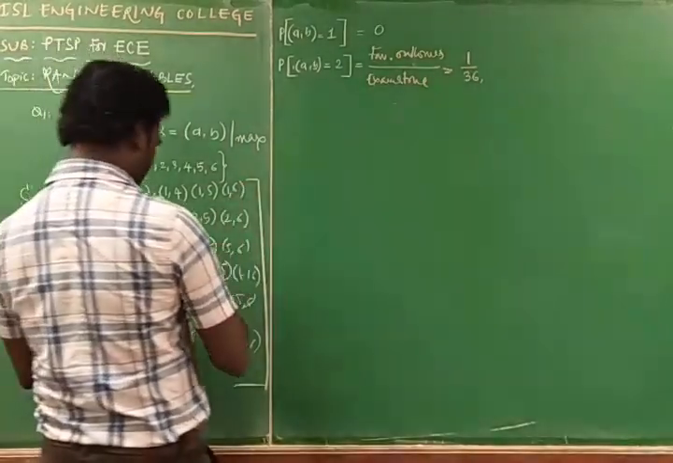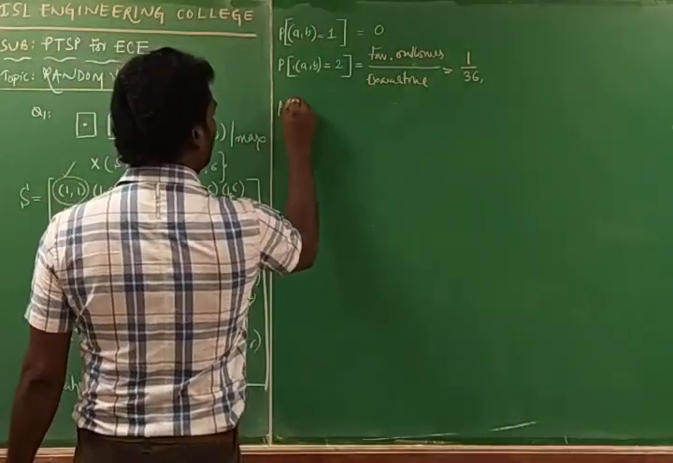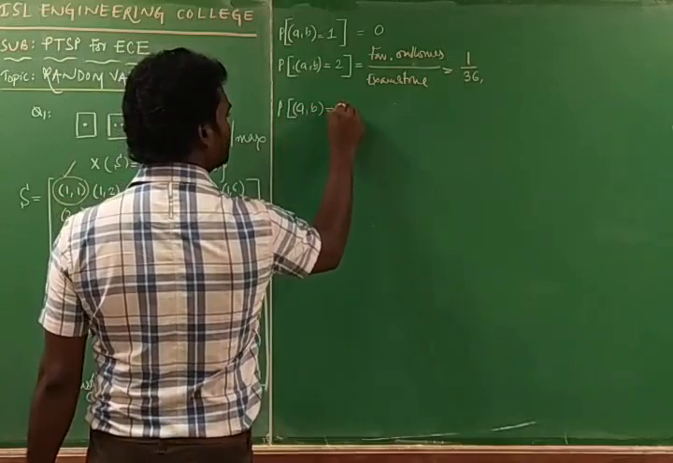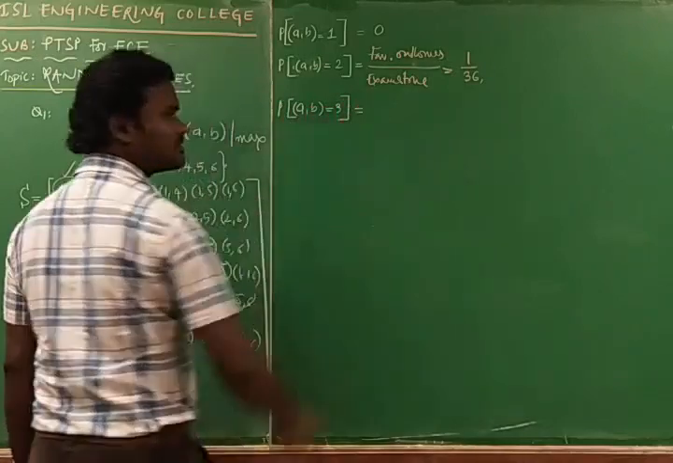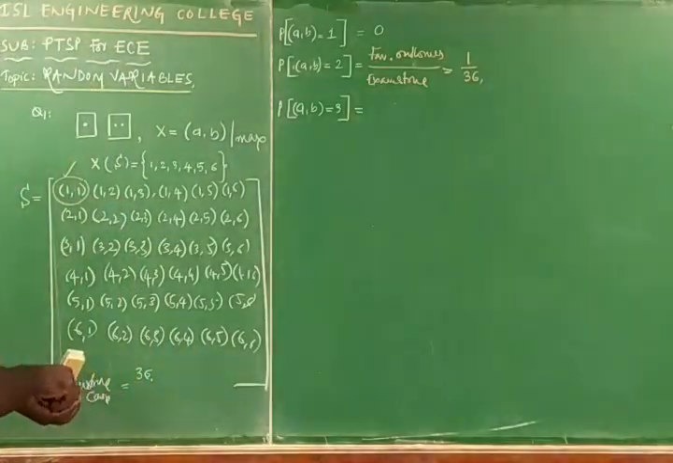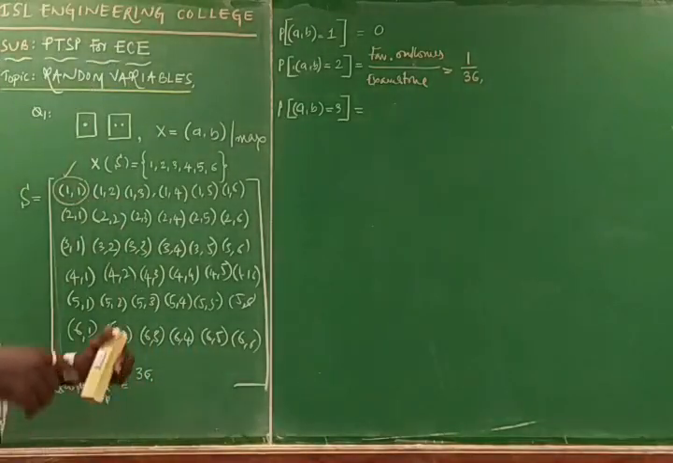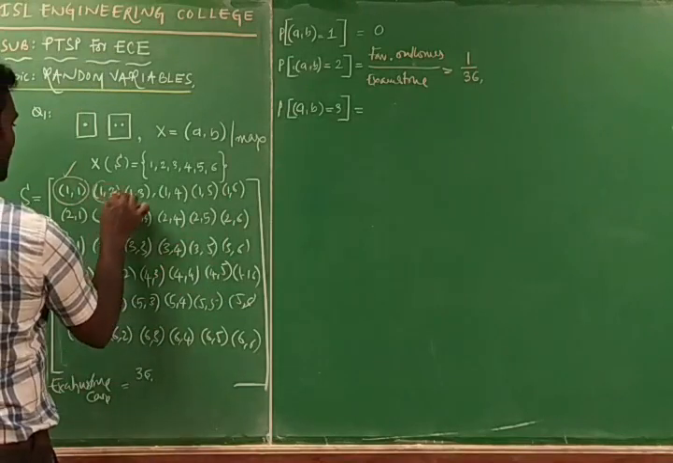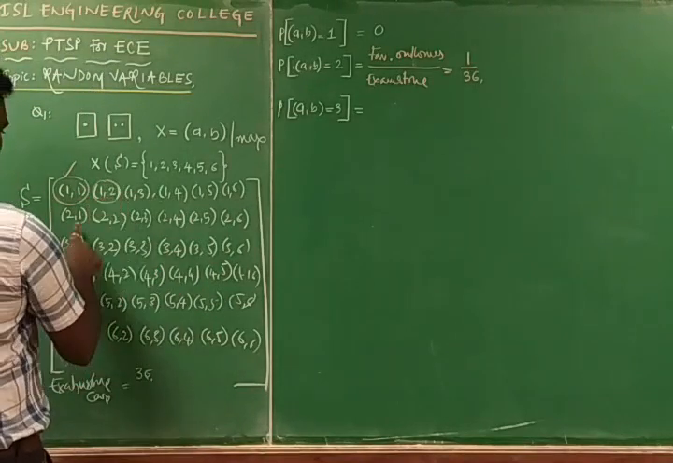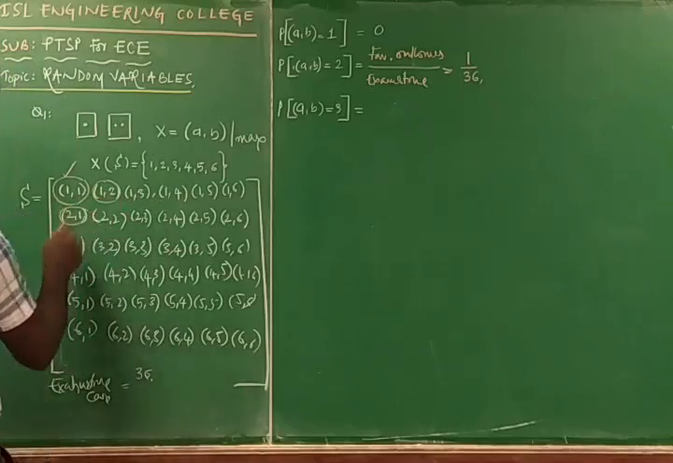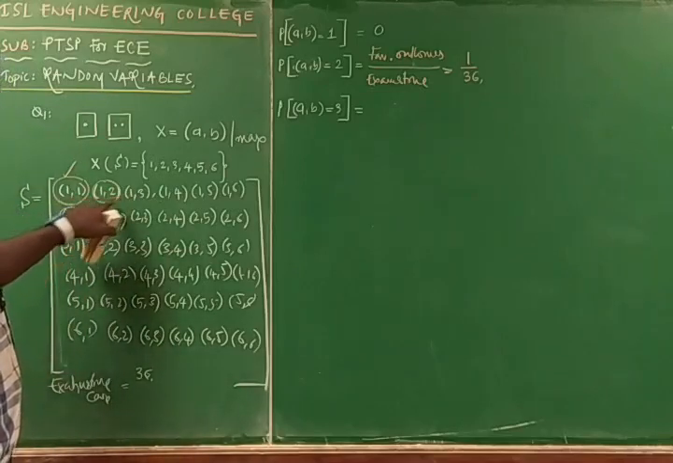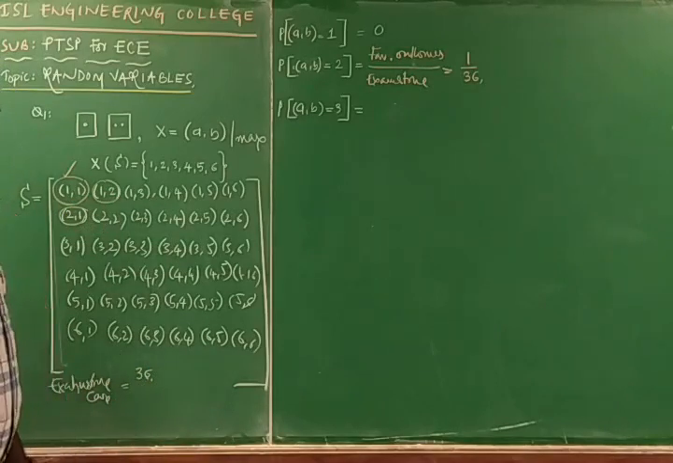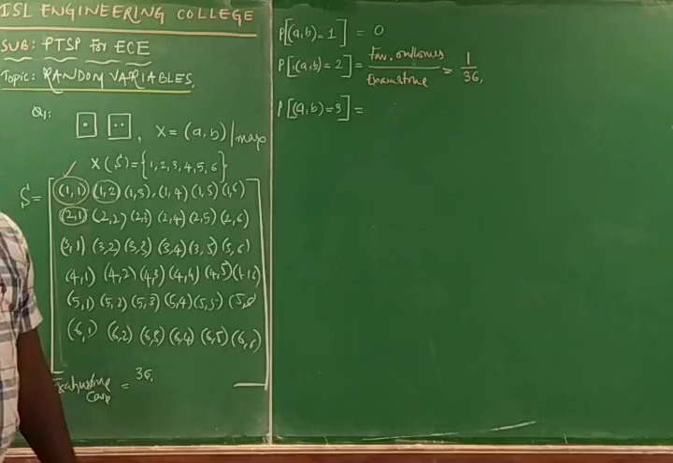Next, the probability of getting (a, b) whose sum is equal to 3. We require to identify the sets whose sum is 3. That is 1 plus 2 is 3 and 2 plus 1 is also 3. Other than 1,2 and 2,1 we cannot get any pair which gives the sum equal to 3.